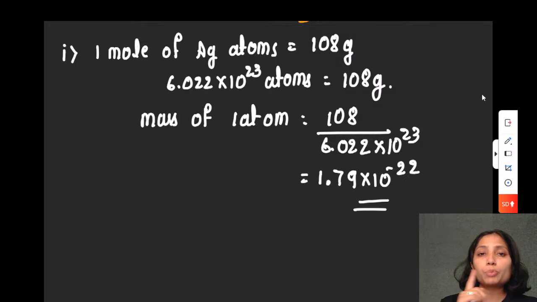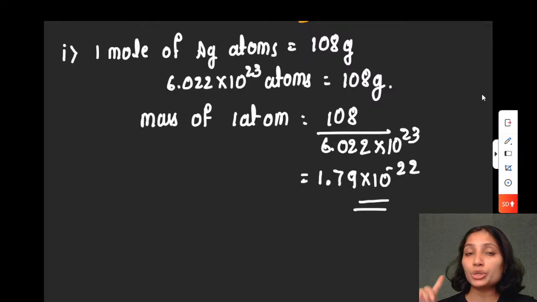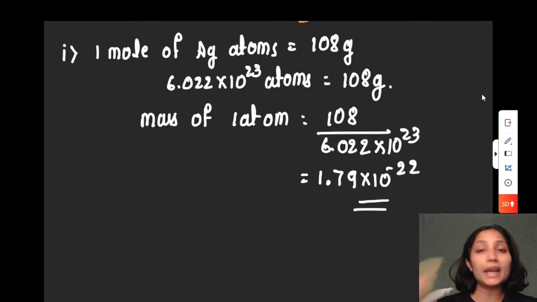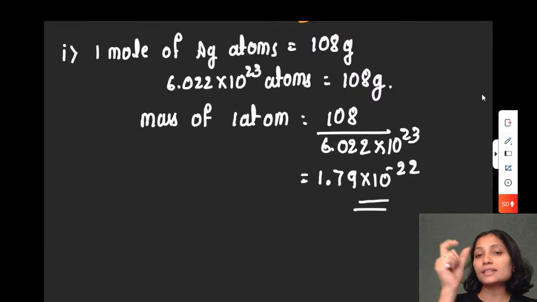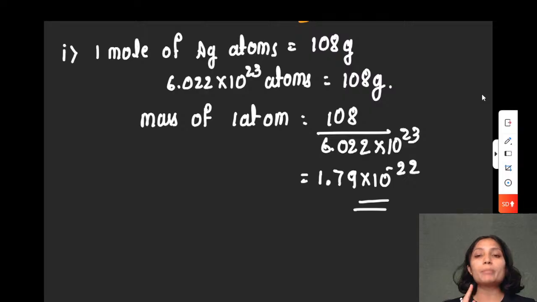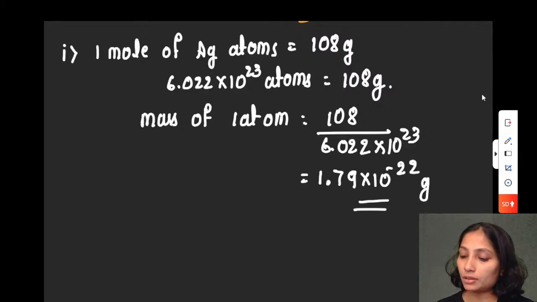Total 6.022 × 10^23 atoms weigh 108 gram. So to calculate for 1, we have to divide the total mass by the number of particles or atoms present. That gives the mass of one atom of silver in grams. Okay, so this is the answer for the first question.